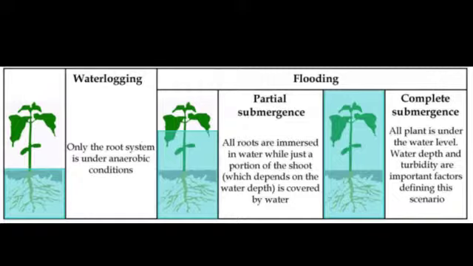Shown here in the middle is partial submergence, which occurs when only a portion of the shoot system and the entire root system is underwater. This can be compared to going outside after a long rainfall and stepping in the wet, squishy grass in your backyard. On the far right, you can see complete submergence, which occurs when both the root and shoot systems are fully beneath the water level. This is the most stressful scenario on the plant.